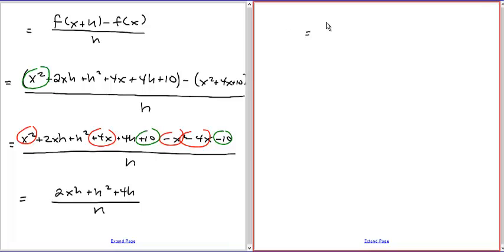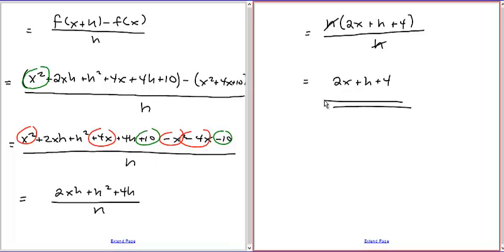And then we can factor out an h, because every term in the numerator has h. So 2xh becomes 2x, h squared becomes h, and 4h becomes 4. And you can see if I multiply h by each one of those terms, I'll be back to where I started. And then I divide by h, the denominator. But now we have h divided by h is 1. So we're left with 2x plus h plus 4. So that's how these problems work out.